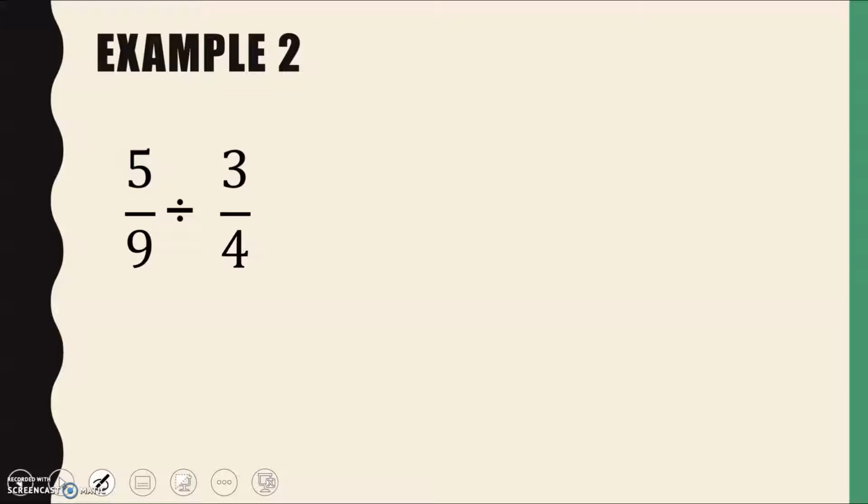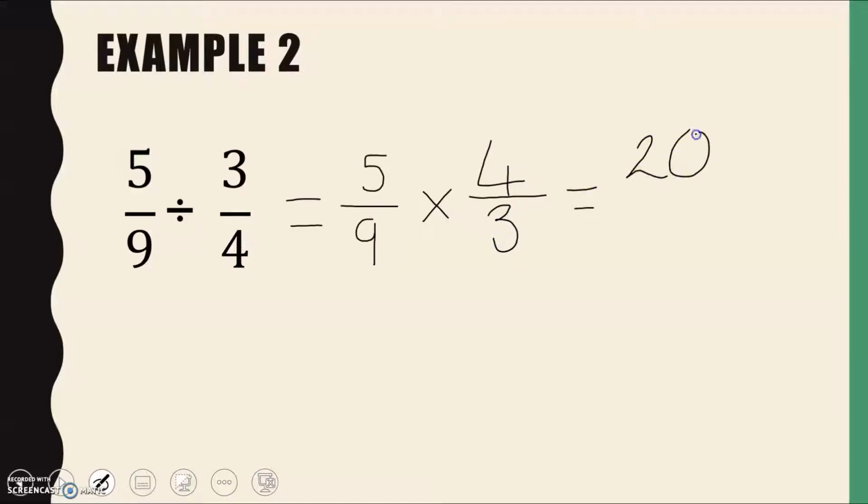Example number 2, we're going to do the same thing again. So let's keep 5/9 as it is. Change that divide to a times, and then flip my second fraction upside down. So it's now 4/3. 5 times by 4 is going to give me 20, and 9 times by 3 is 27. 20 and 27 aren't in the same times table, so that is my final answer there. No simplifying required this time.